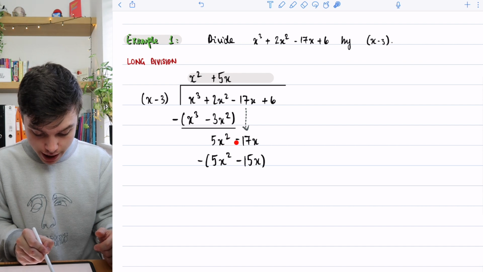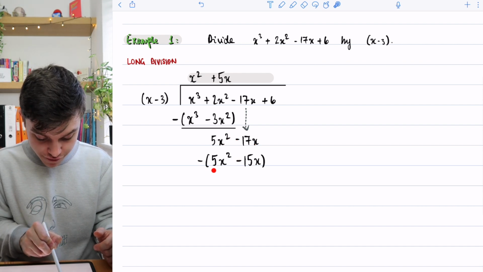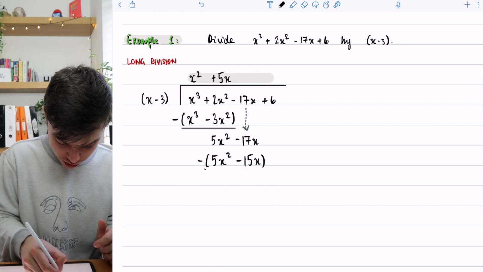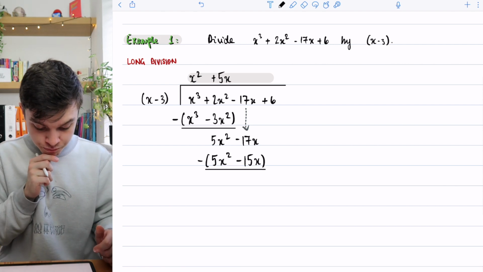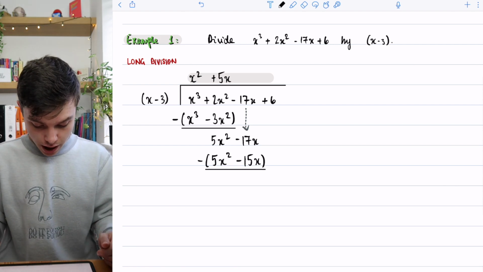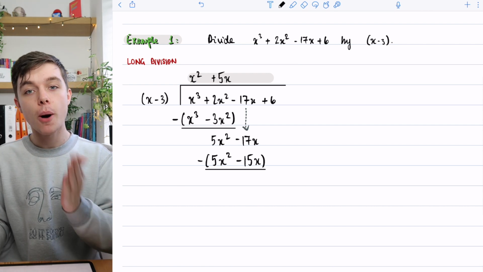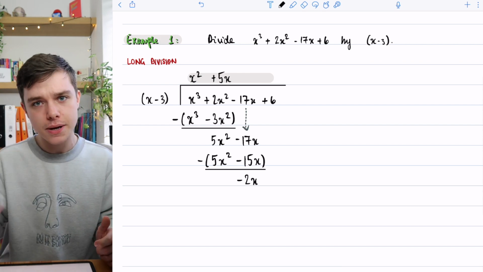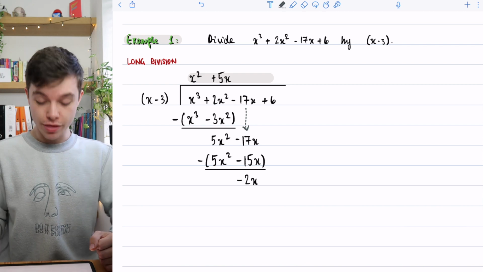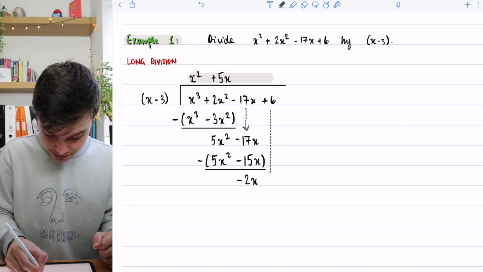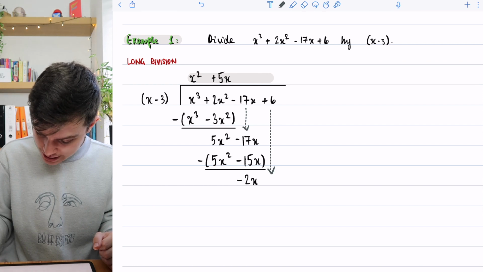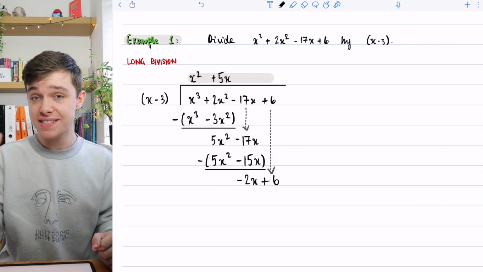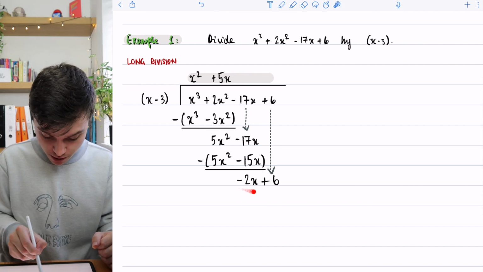So we're going to have 5x squared minus 17x minus 5x squared minus 15x. The minus and the minus is going to make a plus. So we're doing a subtraction, so we'll do a little line across there. The 5x squareds are going to cancel, and we're going to be left with minus 17x plus 15x. That's going to give me minus 2x. Okay, so that's all we can do then. We are then going to carry the 6 down to give me a plus 6, and I am then going to start the process again, okay? I now have two terms that I'm dealing with.